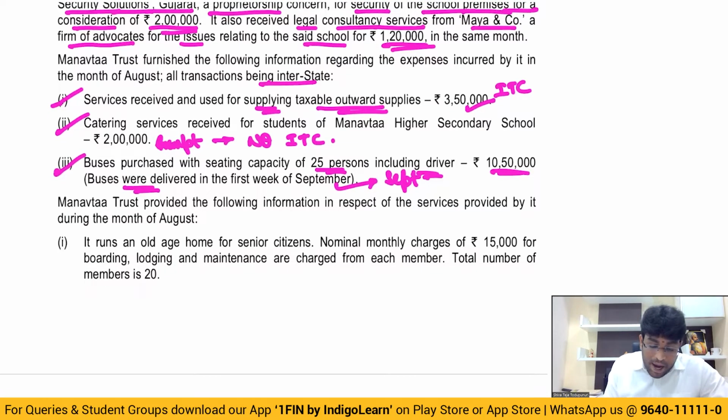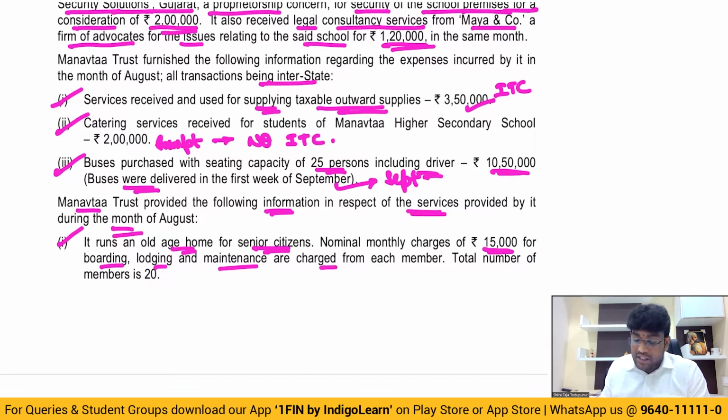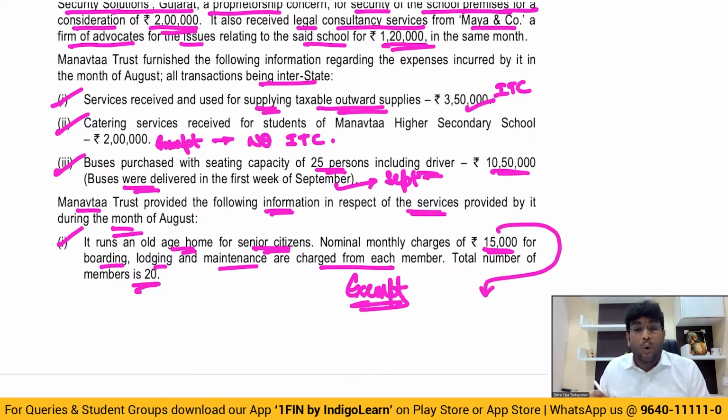Next point. Manavta Trust provided the following information in respect of services provided by it for the month of August. See now, it runs an old age home for senior citizens, 60 and above. A nominal monthly charge of 15,000 for boarding, lodging and maintenance is charged from each member, and the total number of members is 20. Let me tell you, my dear friends, this particular service is covered under the exemption list: services by an old age home run by a charitable trust. That service is exempt if the consideration charged does not exceed 25,000. Taxability will come only if it is 25,000 or more. Since it is 15,000, it will become exempt. So 15,000 into 20, that is 3 lakhs, will become exempt.